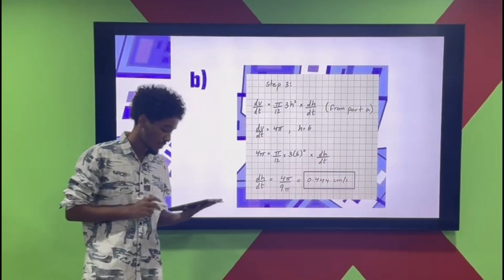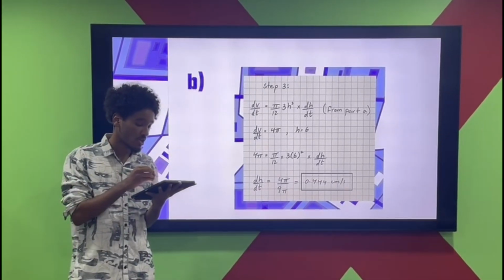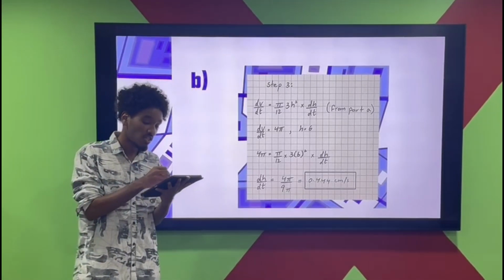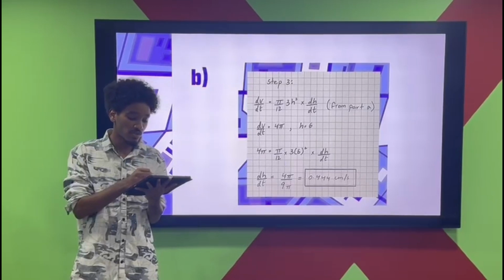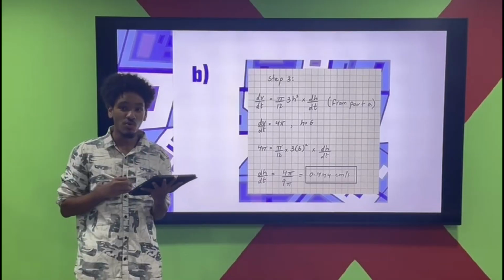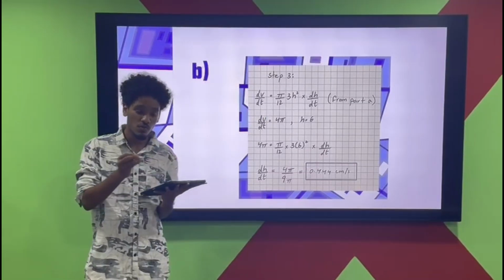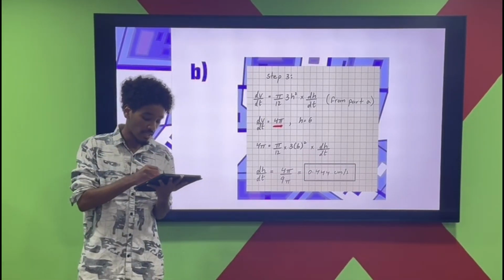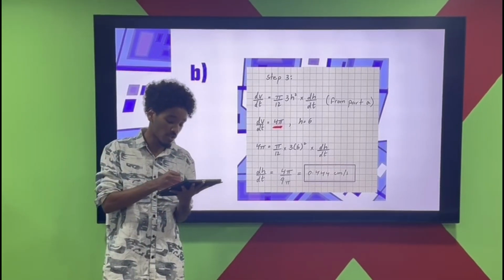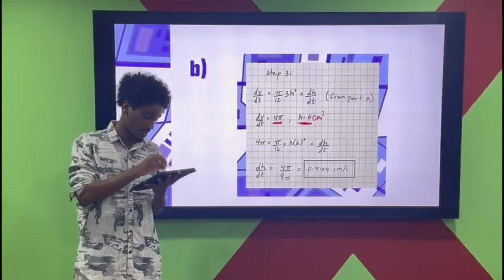So now, on to step 3 and the final step of this question. From part A, you should also remember the equation dV/dt is equal to pi divided by 12 times 3h squared multiplied by dh/dt. Again, we use dV/dt, which is equal to 4 pi, and h, the value we got from step 2, is equal to 6 centimeters.